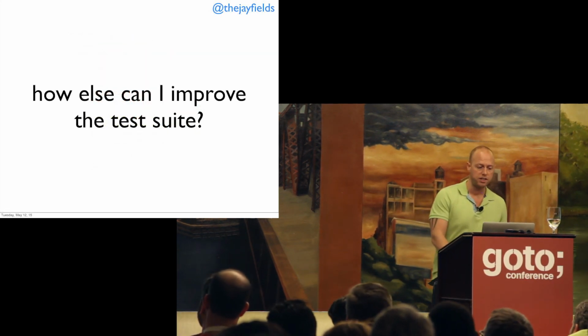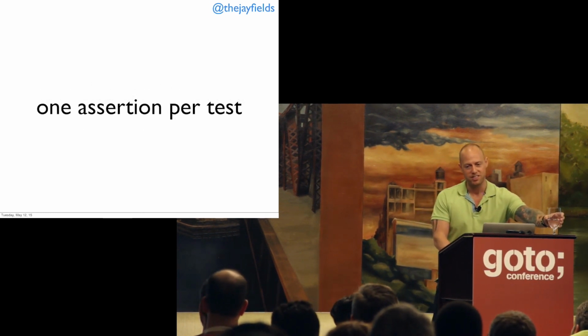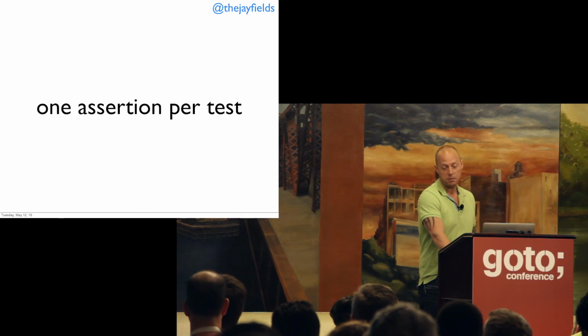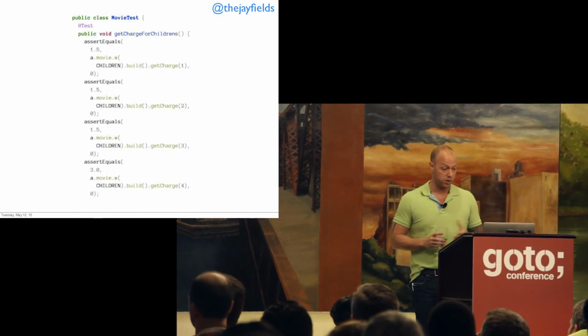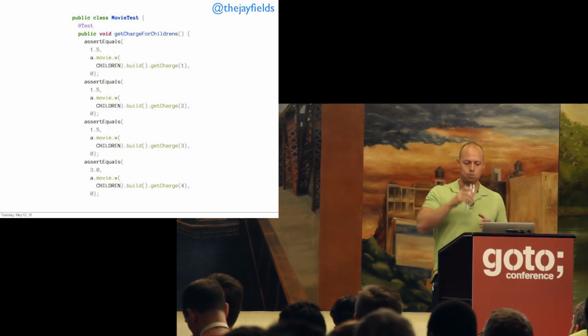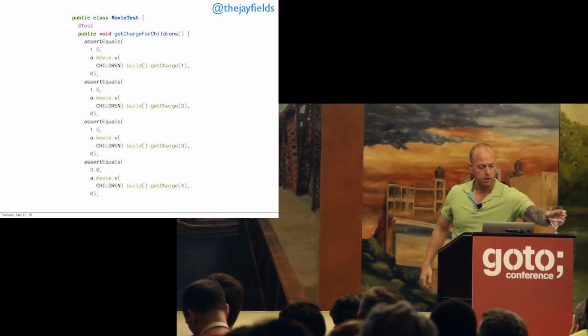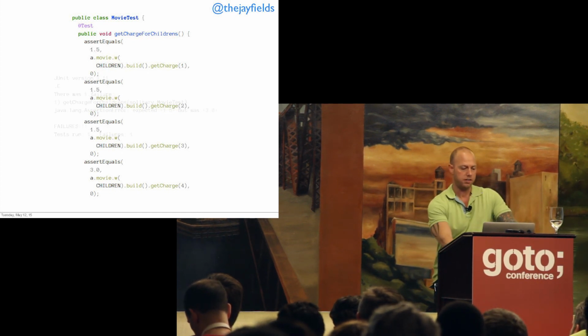So how else can you improve the test suite? One assertion per test. I know there will be people that take issue with this. I'm here to make my case, but then ultimately it's up to you on what you think is more appropriate. So this is, again, the movie test that we already saw. Let's say the second assertion fails.